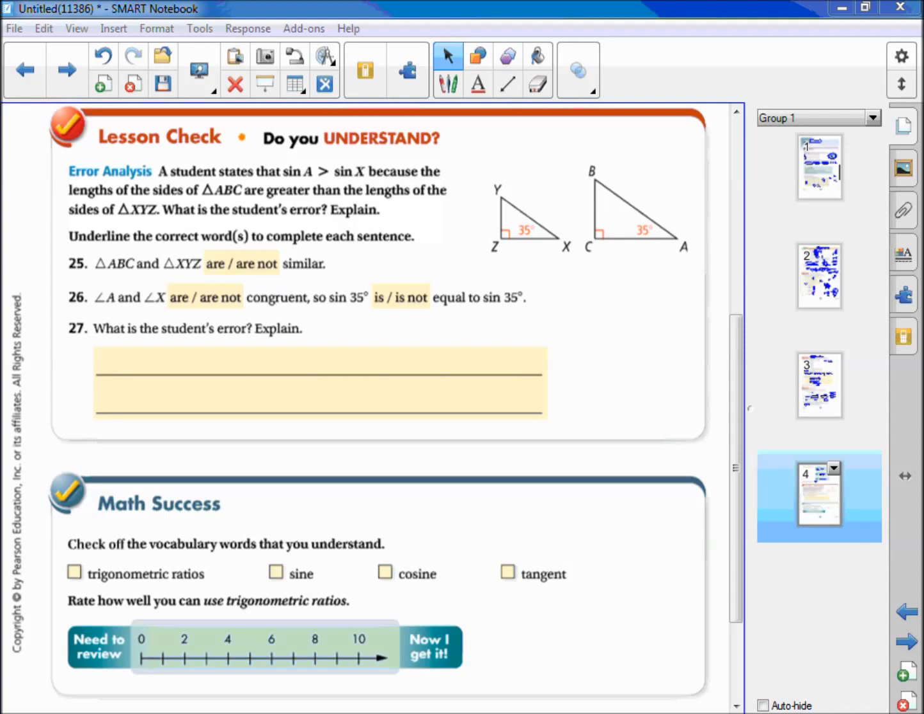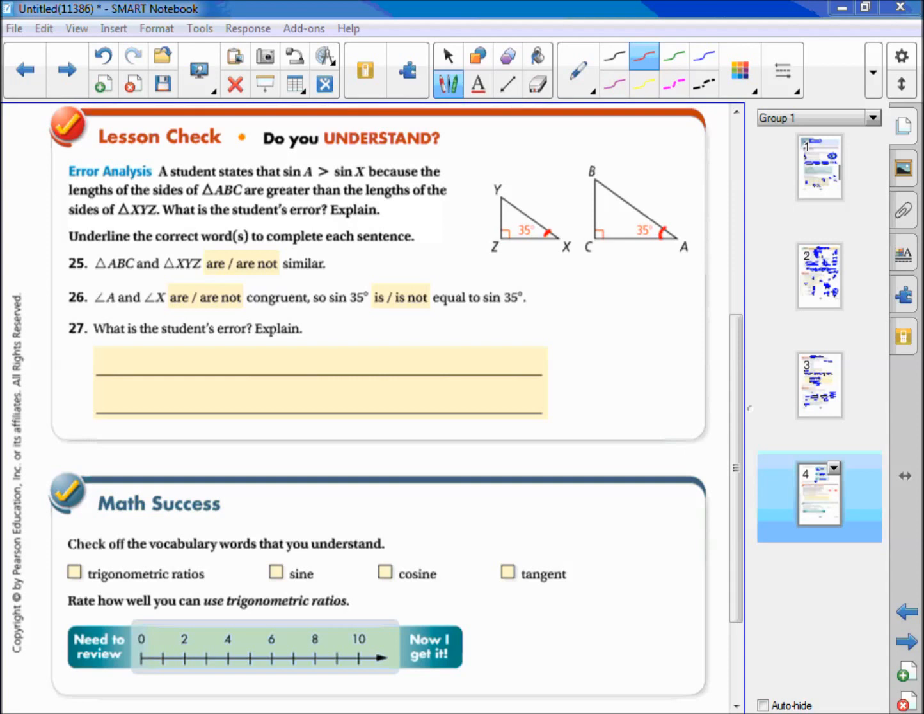So a student states that the sine of angle A, okay, so the ratio of the opposite over the hypotenuse for angle A there, is going to be bigger than the ratio of the opposite to the hypotenuse for angle X in that little triangle. What is the student's error? Explain. Okay, so let's think about this for a second.